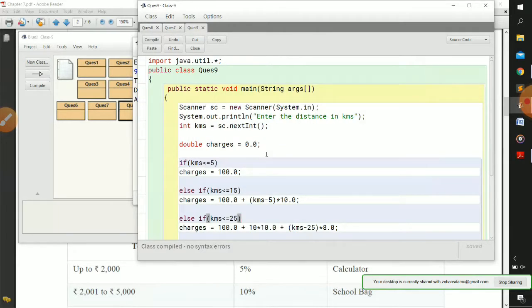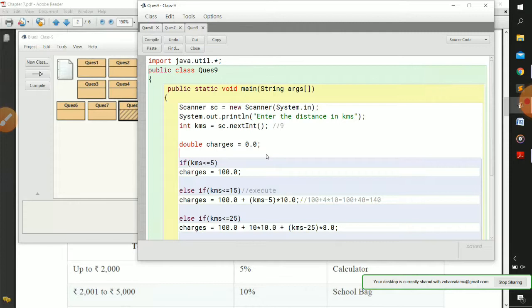What did you do? You entered kilometers as 9, right. Now kilometers you have entered as 9, so this condition will be false, this condition will be true. Okay, this one will be executed. After that this thing will be evaluated. Now 100 plus, see, kilometers minus 5 means 9 minus 5 is going to give you 4 into 10. Okay, now you just evaluate this portion. 100 plus 40 is going to give you 140. Okay, so like this your expression will be evaluated. So this is the solution for your question number 9.